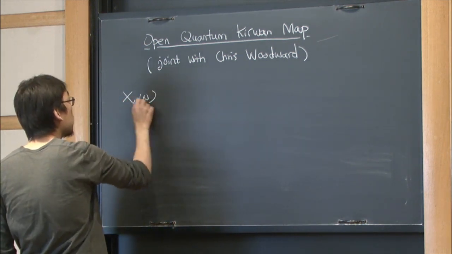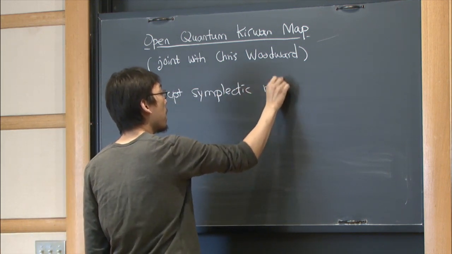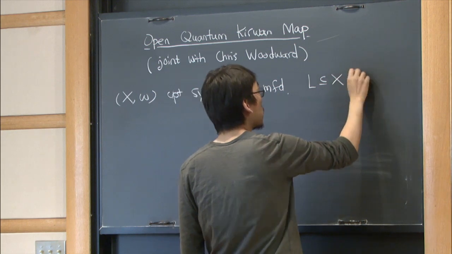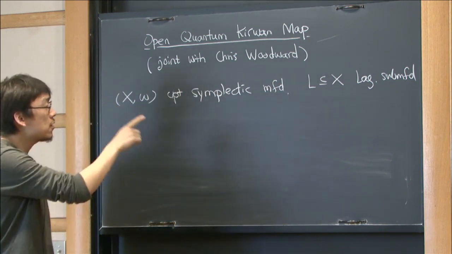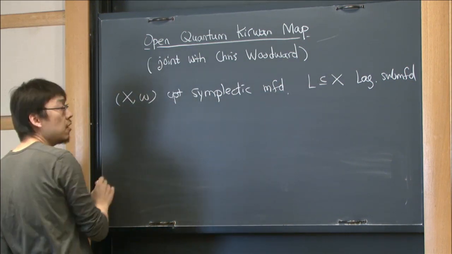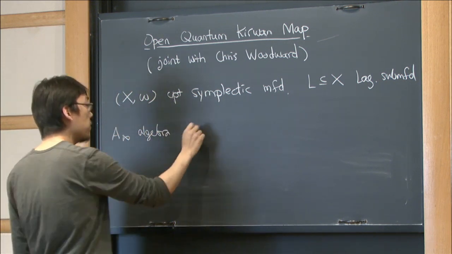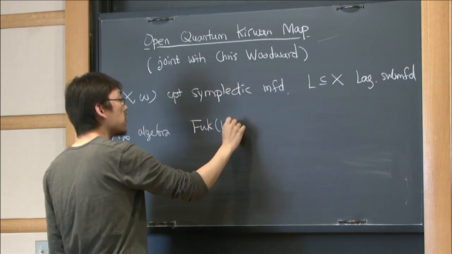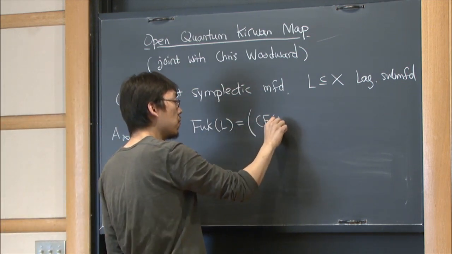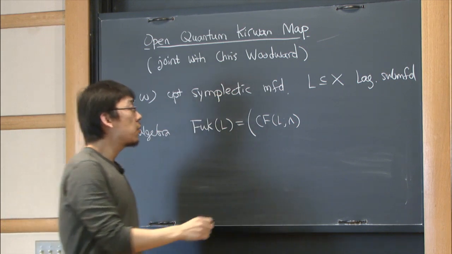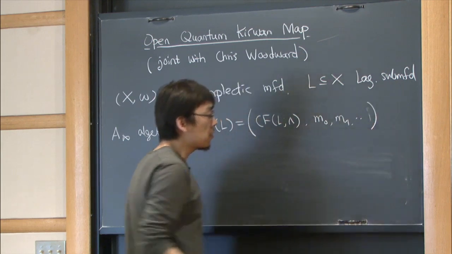Suppose we have a compact symplectic manifold, and we have a Lagrangian submanifold. To these objects we can associate an A infinity algebra, called the Fukaya algebra of this Lagrangian submanifold. This is an algebraic object defined over some chain group with a sequence of multilinear maps called the composition maps.